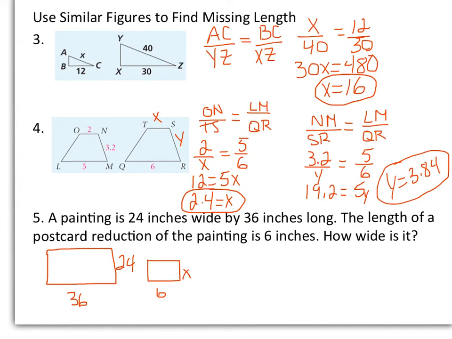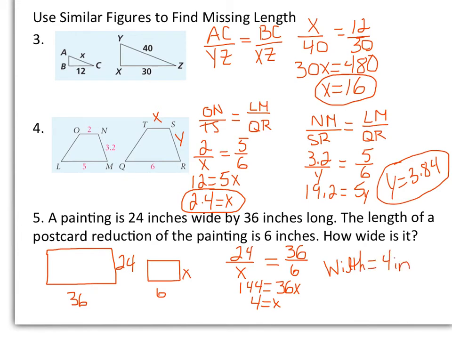So we can set up a proportion here. I can say 24 is to x, so I can say the width of the painting is to the width of the postcard, as 36 is to 6. The length of the painting is to the length of the postcard. Then taking the cross product, 144 equals 36x. You divide and get 4 equals x. So our width is 4 inches.